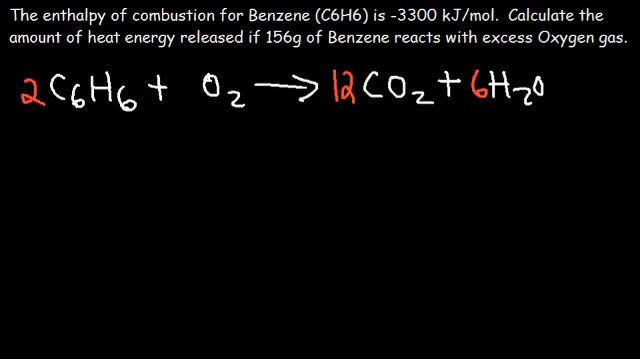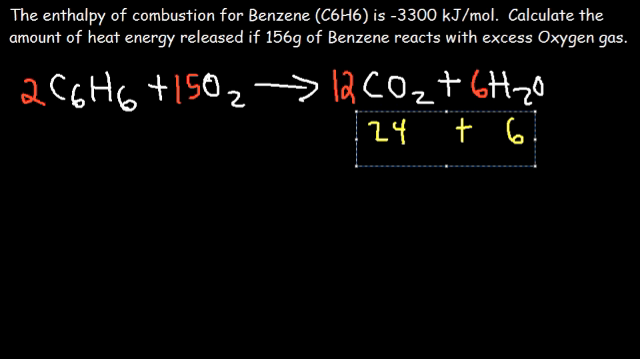So notice that we have 24 oxygen atoms from the 12 CO2 molecules, plus 6 oxygen atoms from the 6 water molecules. 24 plus 6 is 30. 30 divided by 2 is 15. So we need to put a 15 in front of O2. So now the reaction is balanced.